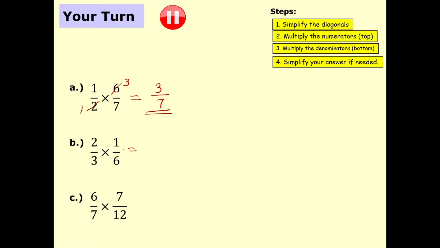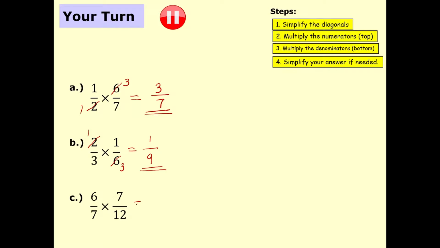Question B. First diagonal, 2 and 6. They're both even numbers, so we can divide them by 2. 2 divided by 2 is 1. 6 divided by 2 is 3. 1 times 1 gives you 1. 3 times 3 gives you 9. And that's your final answer there.